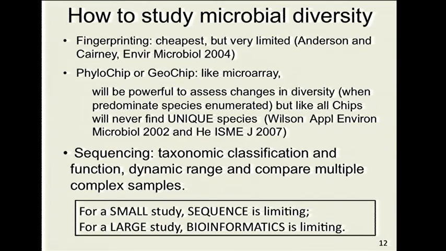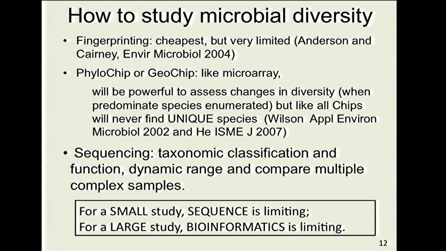So when you're thinking about how to study microbial diversity, one of the questions that's really been emerging is, how do you study microbial diversity? The earliest studies would take the 16S DNA, amplify it, and then do a fingerprint. Based on the number of fragments, they'd calculate how many different types of 16S gene they had. But that's really based on the limitation of a gel. So that's the cheapest method, but it's very limited in resolution.